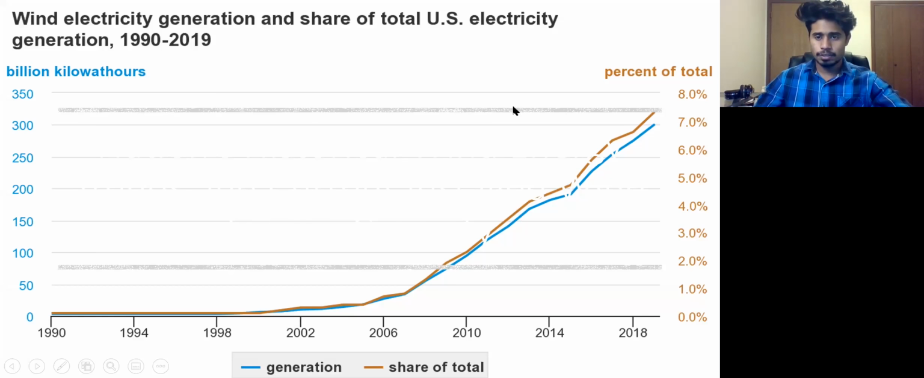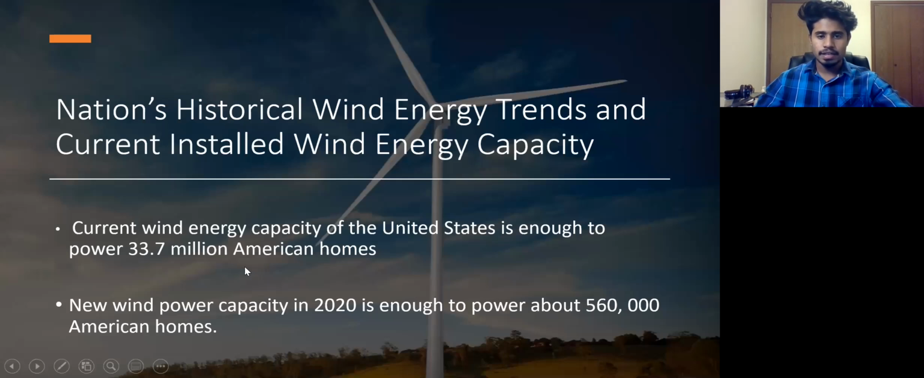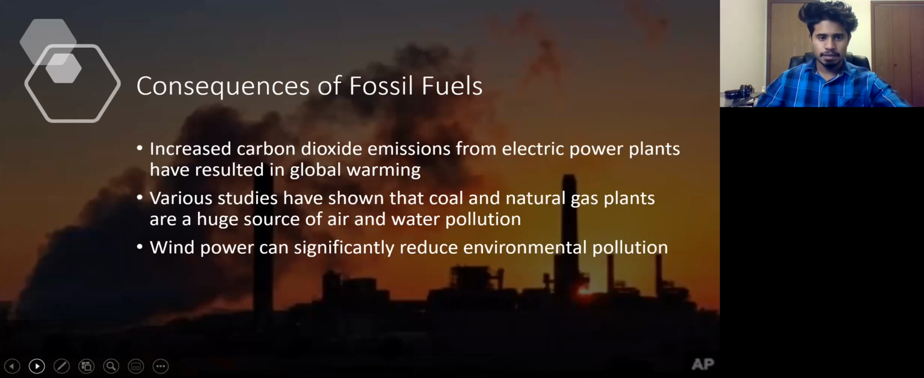Looking at our historic trends from 2010 to 2018, wind energy electricity generation actually tripled. So that's very impressive. And currently, we have enough wind energy capacity to power 33.7 million American homes. For the problem statement, our years of reliance on fossil fuels has led to increased carbon dioxide emissions and consequently global warming. Now wind energy solves this issue because it's a clean source of energy.